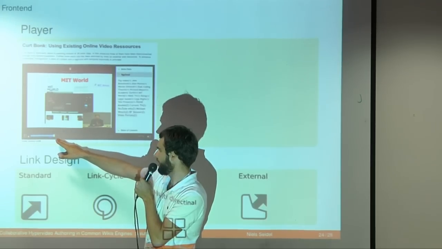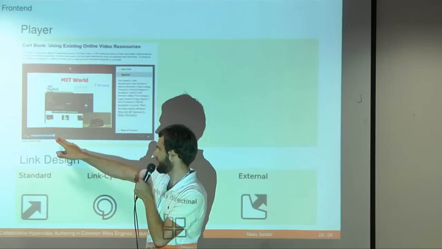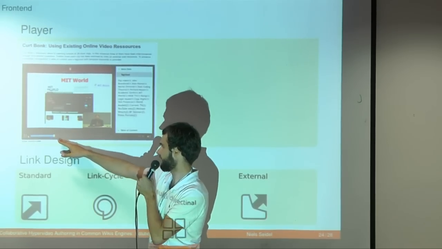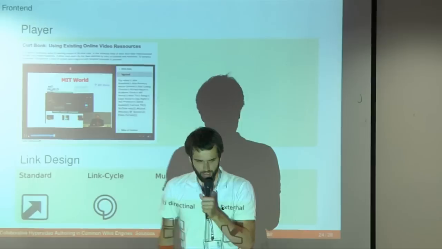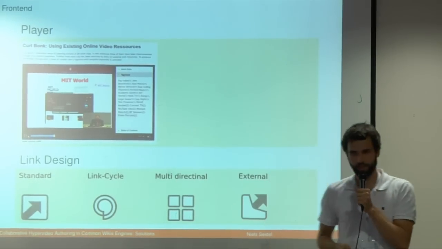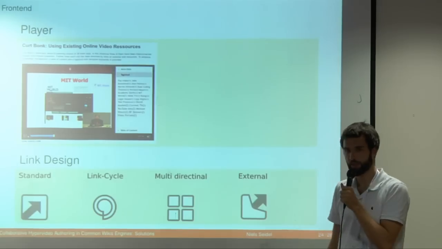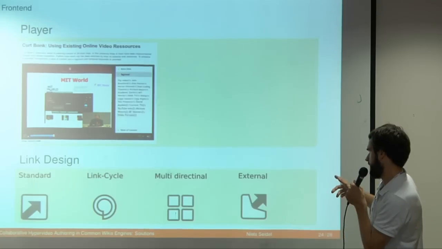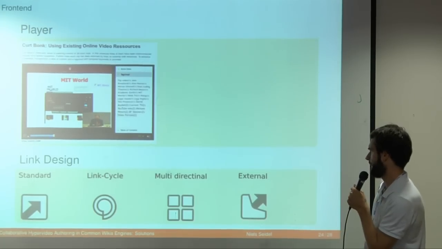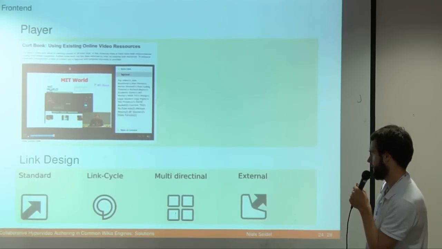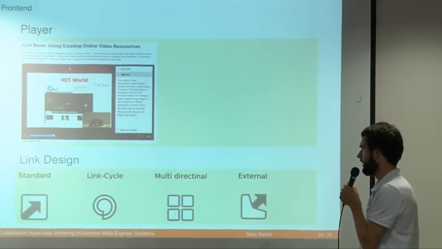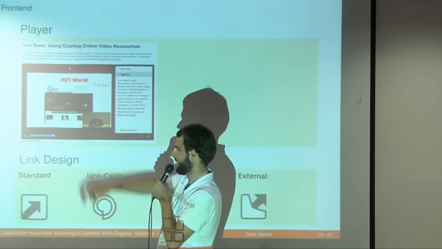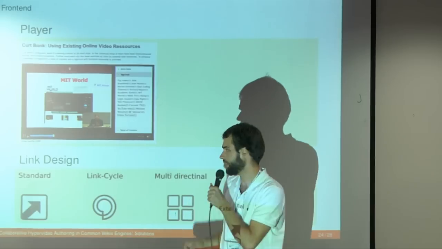What is important is that you will see a visualization of the hyperlink existence on the timeline. So on the timeline you can see, oh, there's a link, let's go there and follow the link. It's kind of scalable. Another important thing about consistency is the link design. Every link consists of an icon and text behind it, because you need to know where you're going.